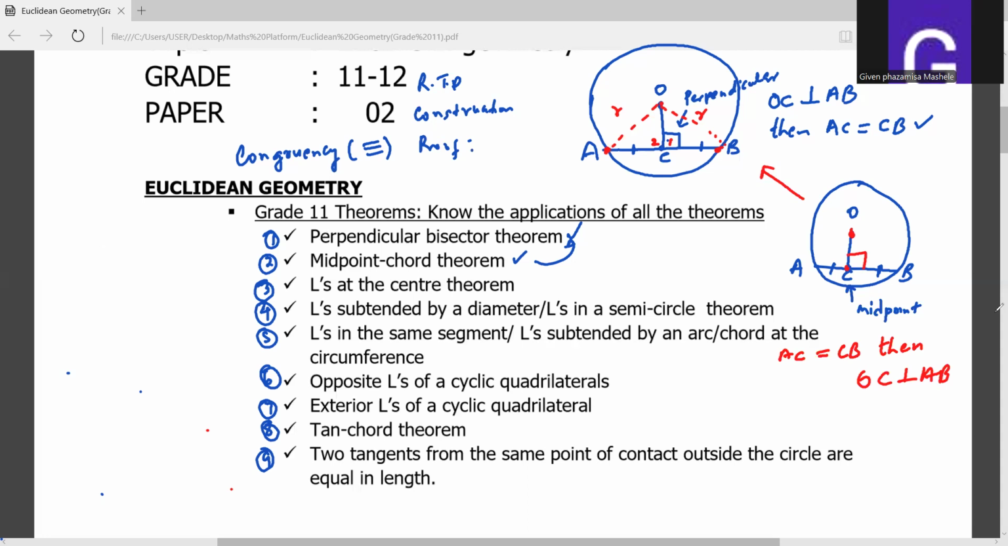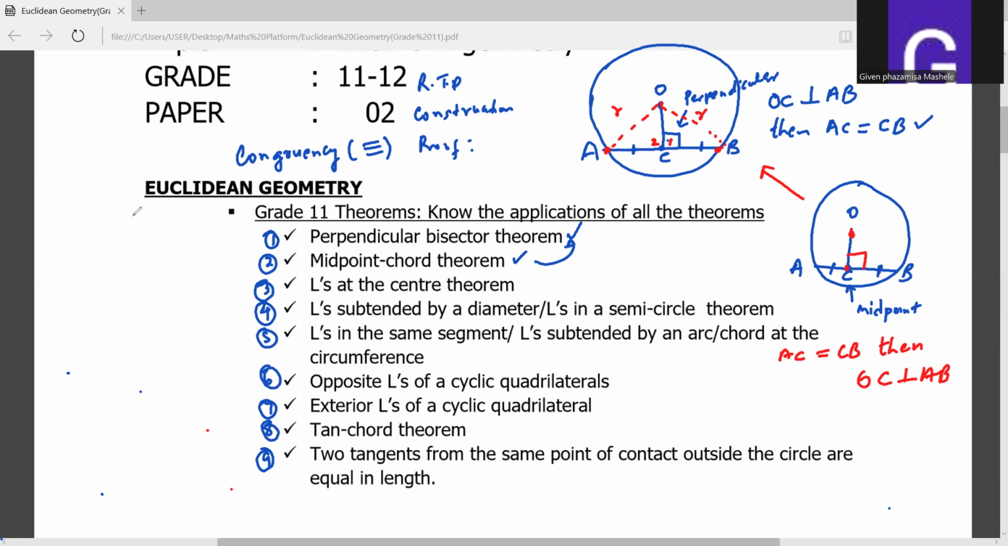Right, then we're going to move on to theorem 3, which is the angle at the center theorem. And this is one of the most important theorems. Let's just go through this theorem. According to this theorem, it says an angle subtended by an arc at the center of the circle is very important.